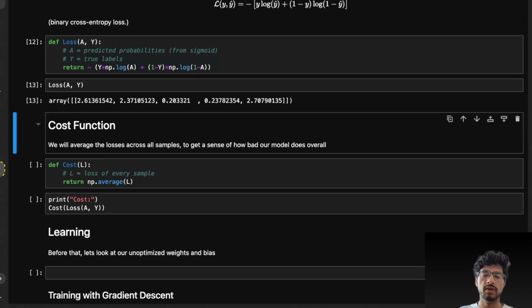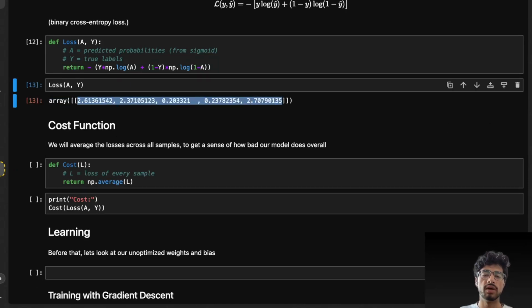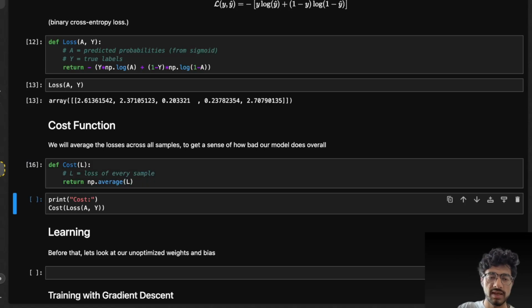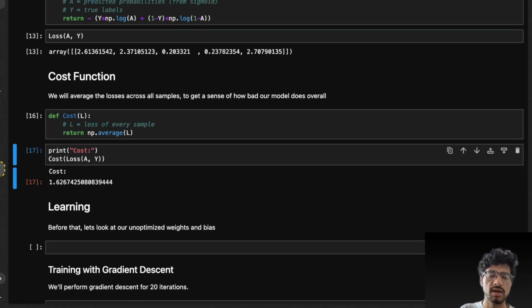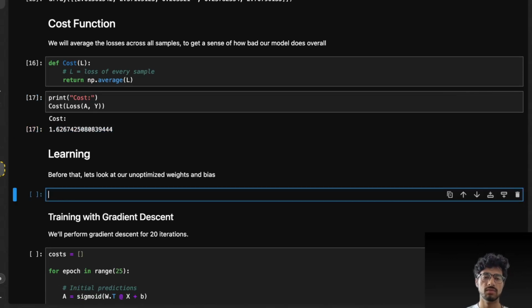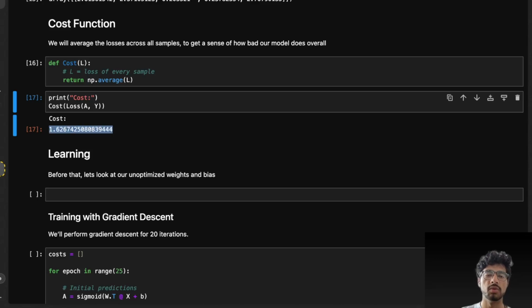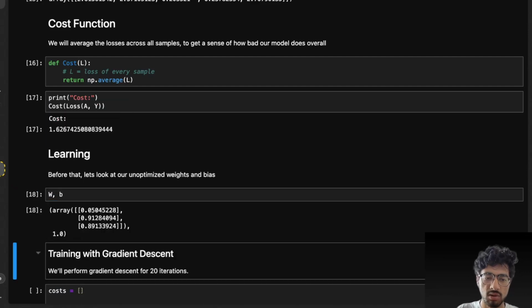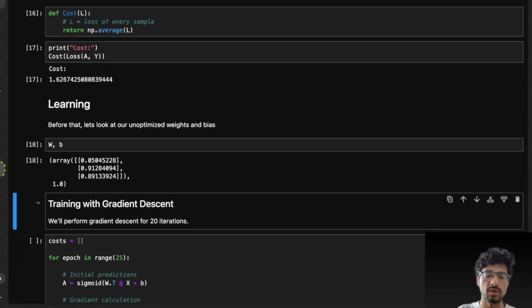But we don't really want each individual loss. We want to see overall how badly the model does on all the examples. So we take the average of that and we get a number for our cost function. Now, basically the gist of any machine learning model is we want to reduce the cost. So let's get to learning. But before that, let's just look at unoptimized weights and biases once again.